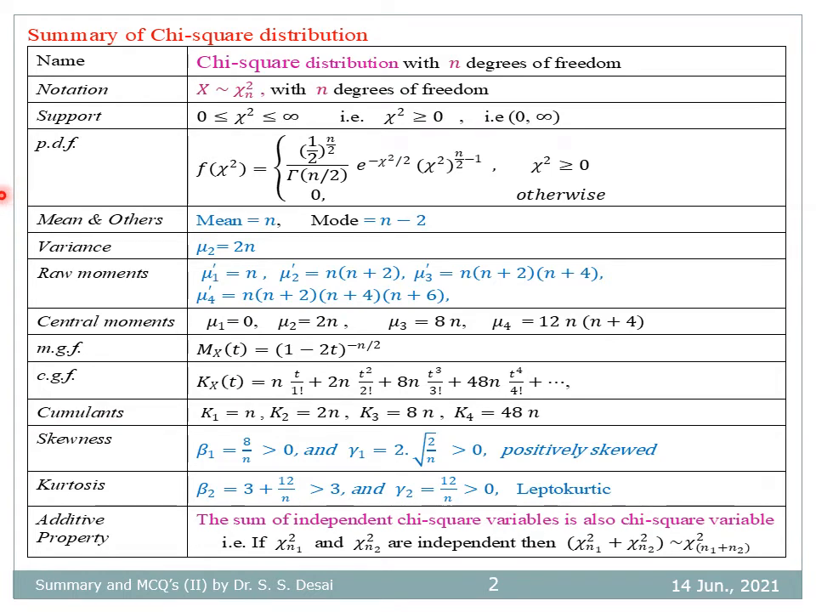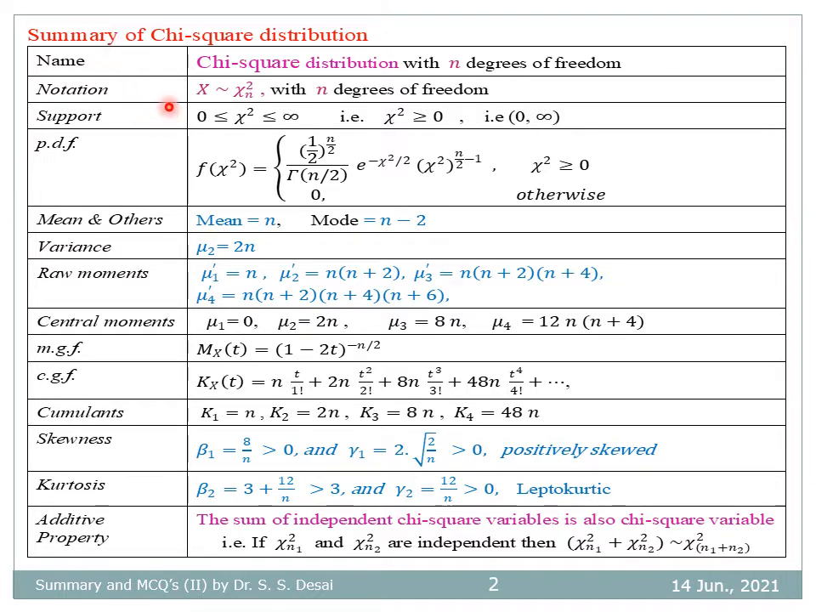Now, the first sampling distribution is chi-square distribution. The square of a standard normal variate is known as chi-square variate with 1 degree of freedom. More generally, the sum of squares of n independent standard normal variates is a chi-square variate with n degrees of freedom.